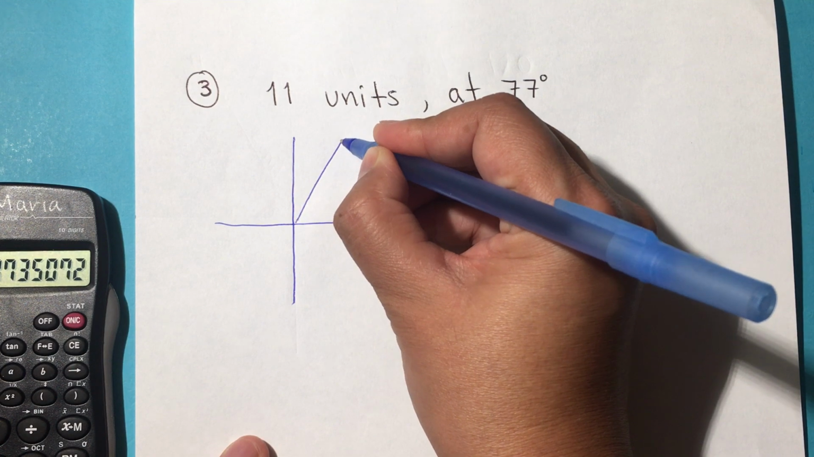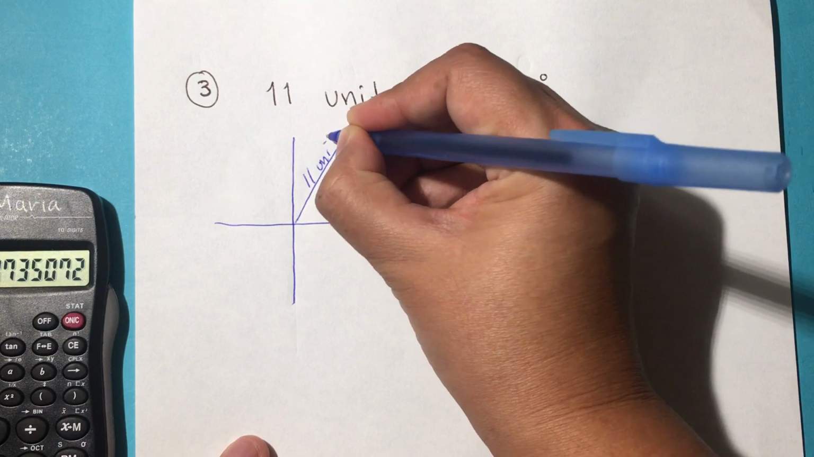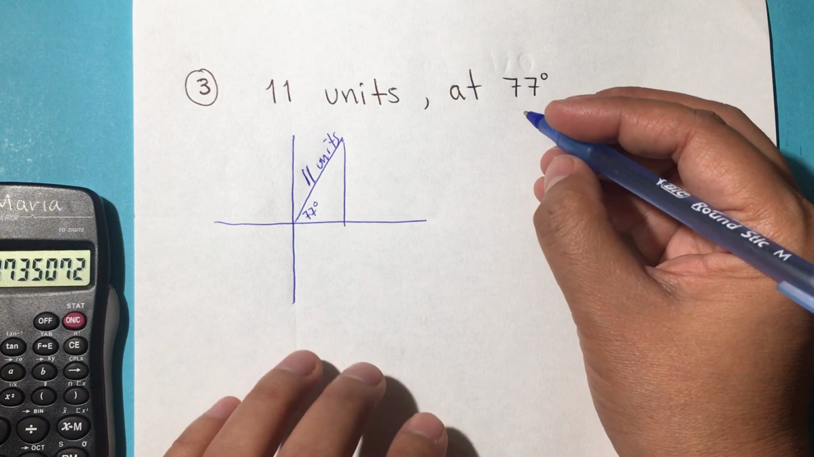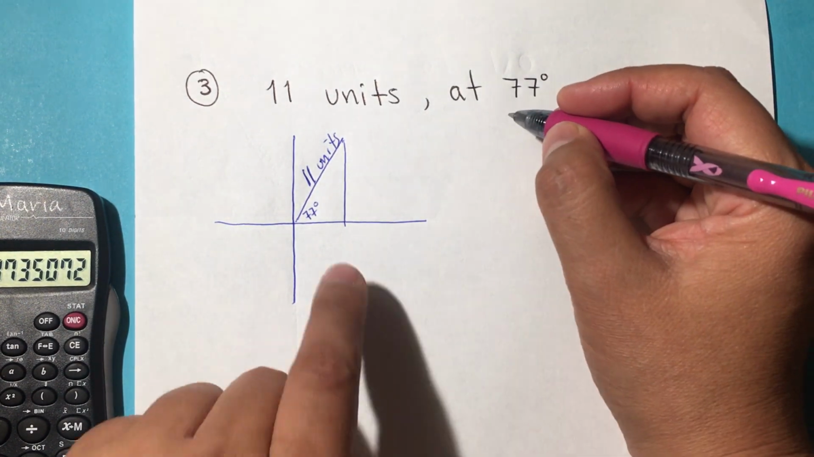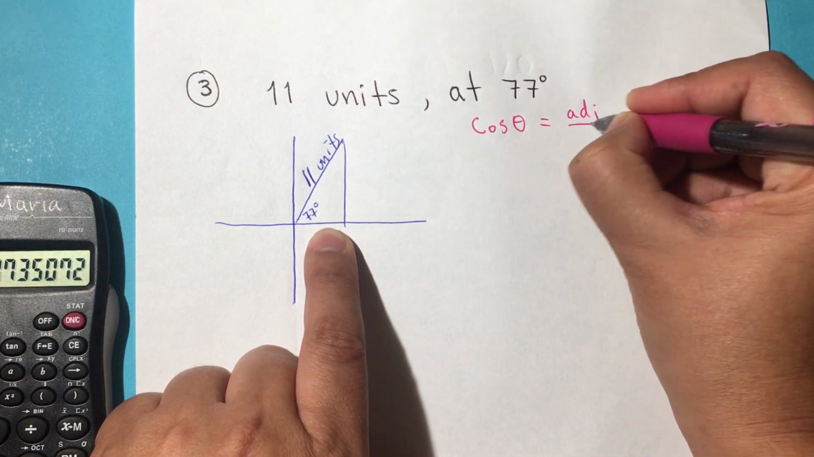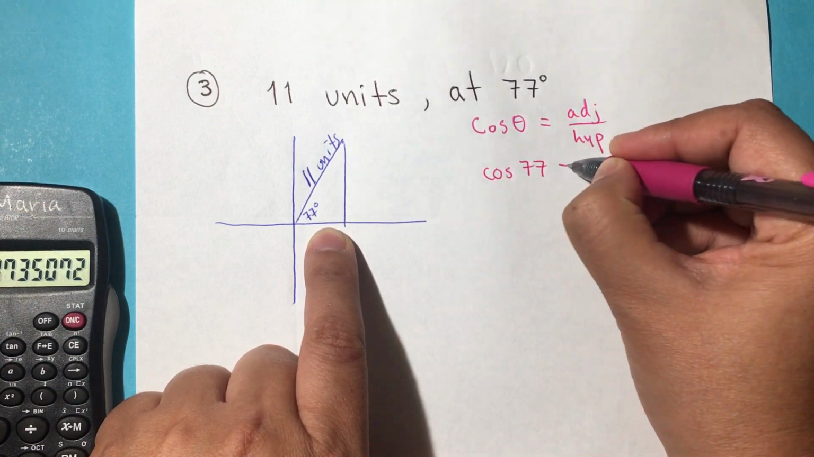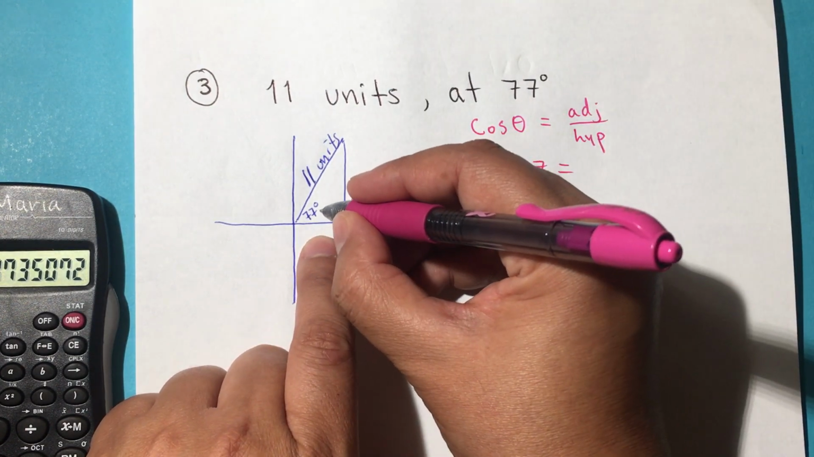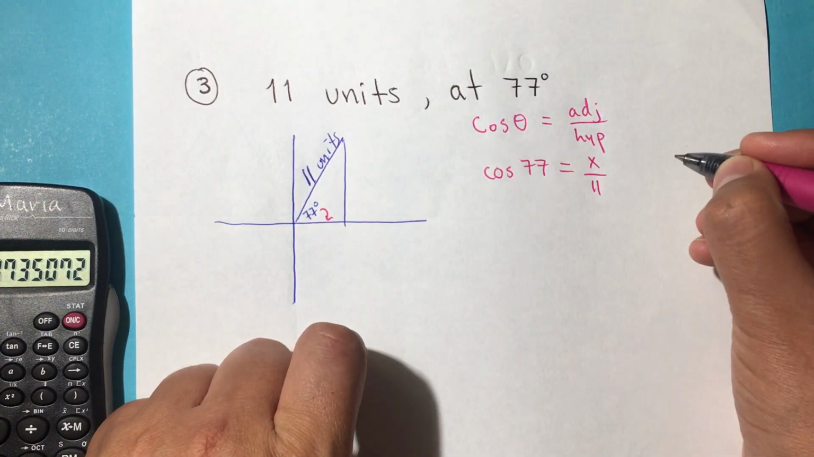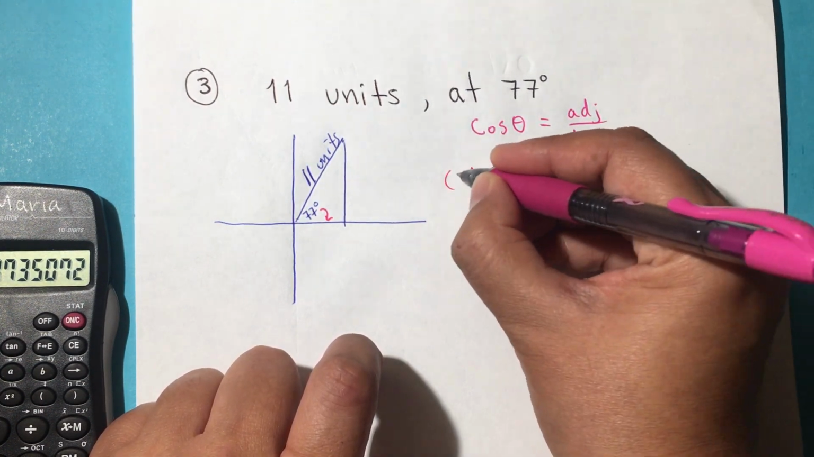So somewhere around here, this is 11 units and 77 degrees. So again, for cosine, will give us the x. Cosine of theta equals adjacent over hypotenuse. Cosine of 77 equals adjacent, which is your x, divided by hypotenuse, which is 11 units. If we're dividing by 11, the opposite is to multiply by 11.